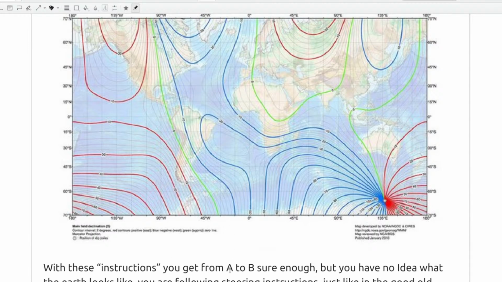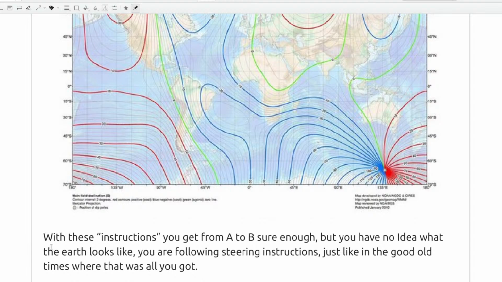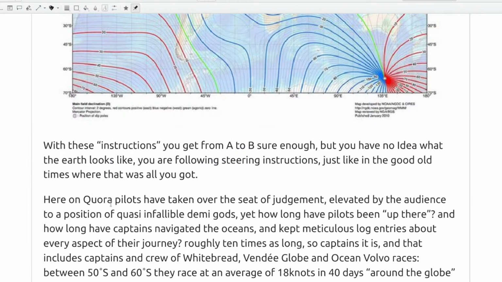With these instructions, you get from A to B, sure enough, but you have no idea what the Earth looks like. You are following steering instructions, just like in good old times where that was all you got. Here on Quora, pilots have taken over the seat of judgment, elevated by the audience to a position of quasi-infallible demigods. Yet how long have pilots been up there, and how long have captains navigated the oceans and kept meticulous log entries about every aspect of their journey?